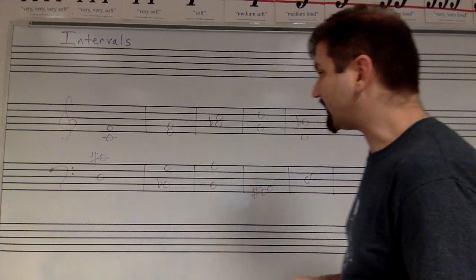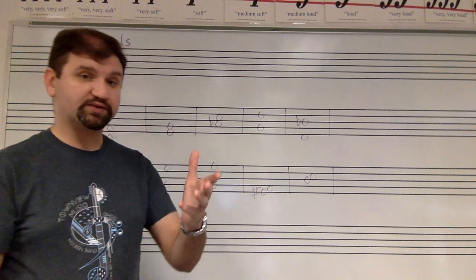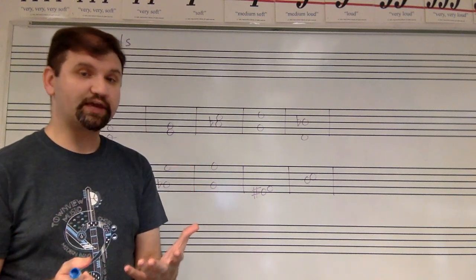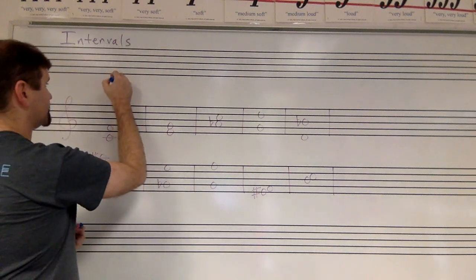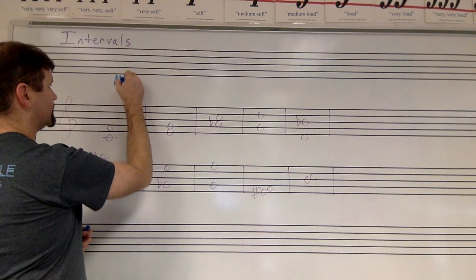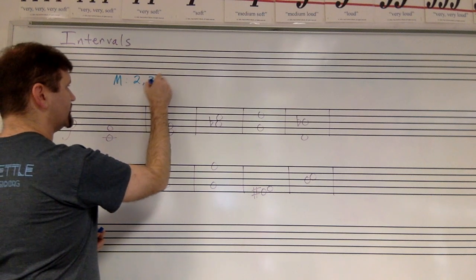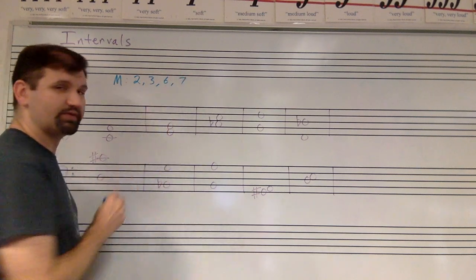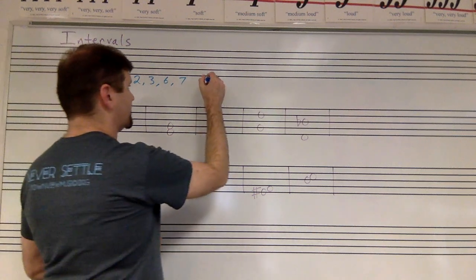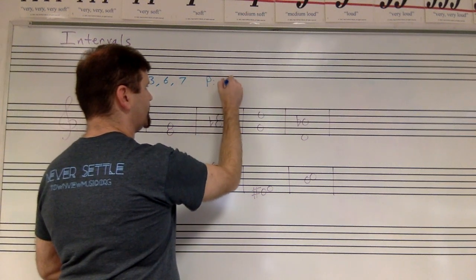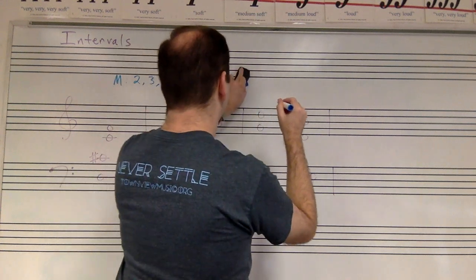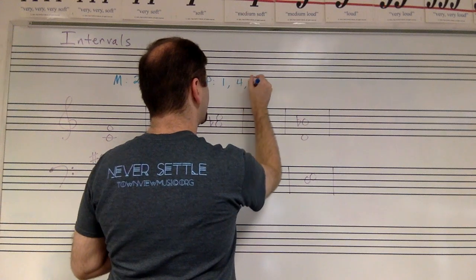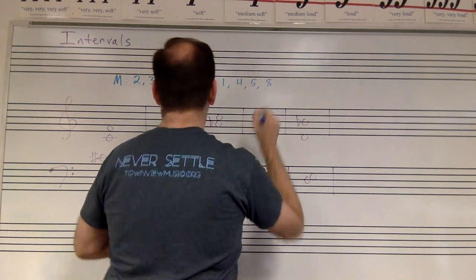So let's do some practice. Now, using the concept that the scale produces a set series of intervals, I can memorize what that pattern is. I can remember that in major keys, my major intervals will be my major second, third, sixth, seventh, and my perfect intervals will be my first, fourth, fifth, and eighth.